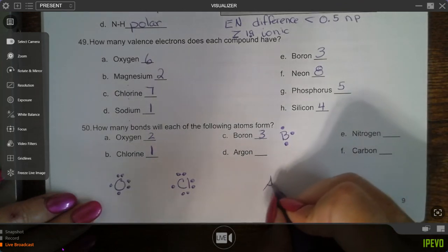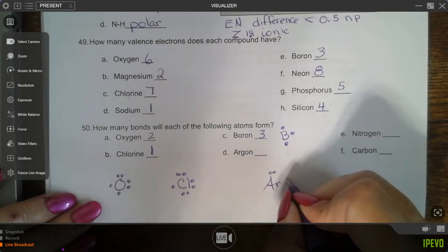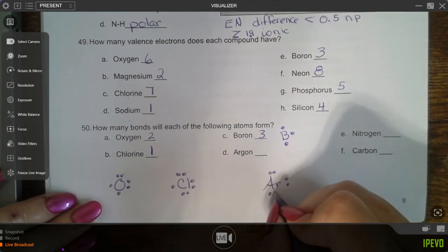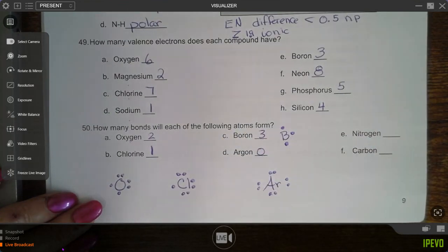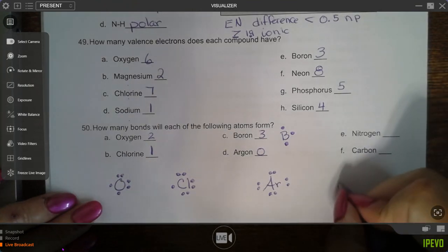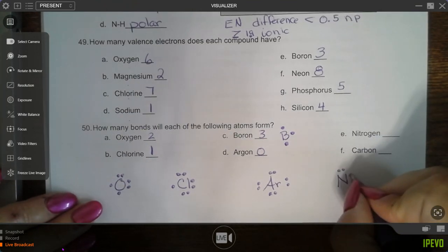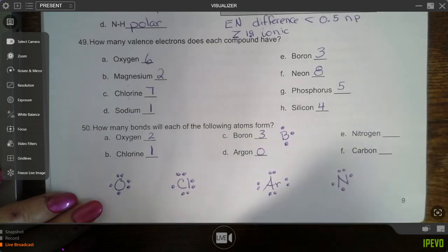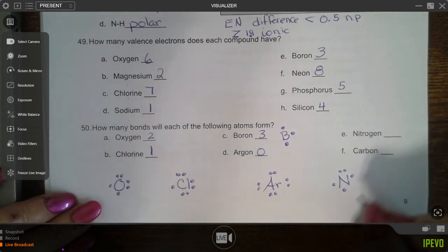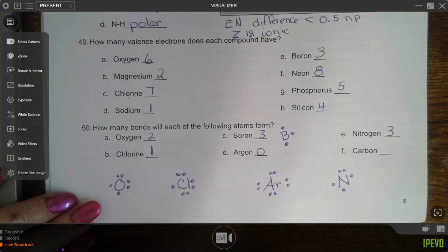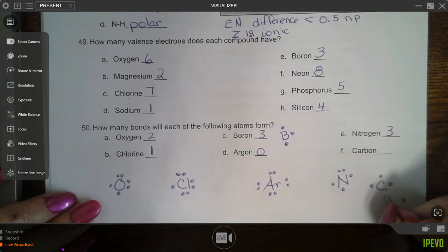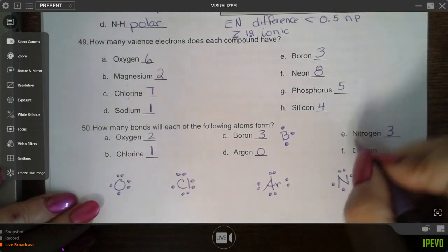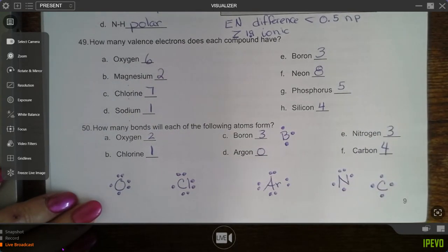Argon. Argon is a noble gas. Group 18, 8 valence electrons. So argon is a noble gas. It is not going to make bonds. Nitrogen, group 15, 5 valence electrons. So 3 solo electrons, it will form 3 bonds. Carbon, group 14, 4 valence electrons, it will form 4 bonds.